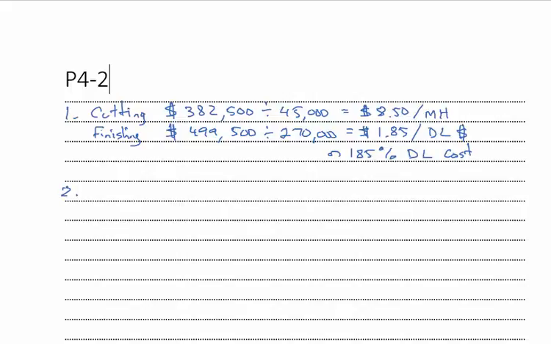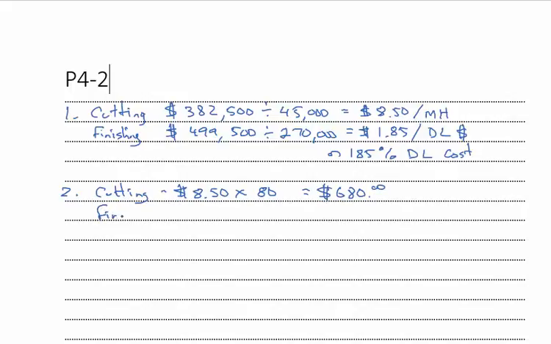Assume that the overhead rate you computed in part 1 is in effect. The job cost sheet for job 203, which is started and completed during the year, showed the following. Compute the total overhead cost applied to job 203. Okay. So we have the two departments. So we've got cutting first. And that would be $8.50 per machine hour times 80 machine hours, which works out to $680.